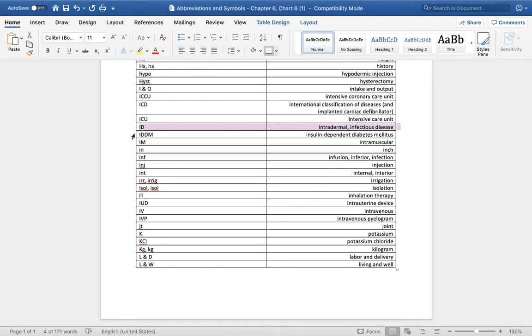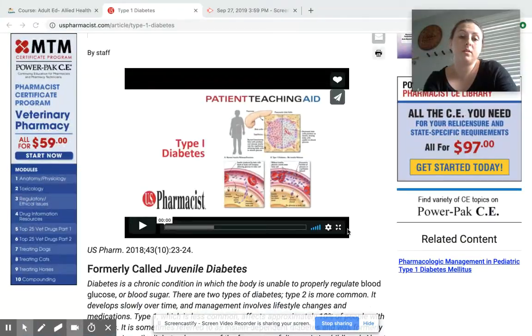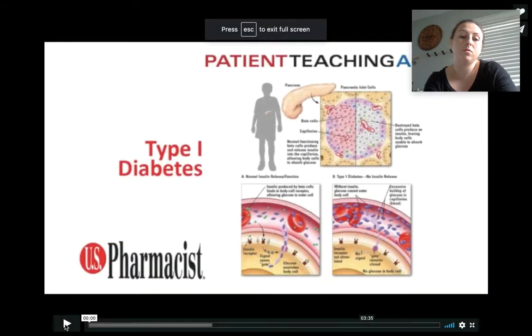Okay. Then we have IDDM. This is insulin-dependent diabetes mellitus. So this is type 1 diabetes, where they need to inject themselves with insulin. And I found a little video clip on it. There we go.